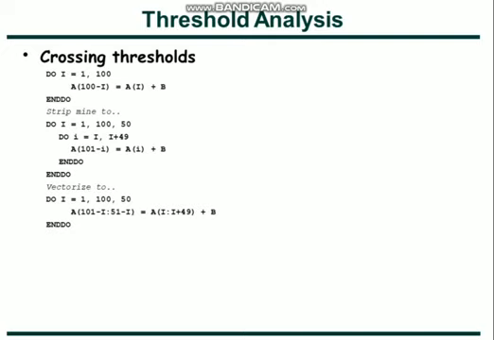The vectorized program is given right below that strip mine program. Here the inner loop is vectorized and the outer loop is as it is. The outer loop cannot be vectorized; it has to be executed in sequence, that is, the first 50 statements are executed, and only after completion of all 50 statements can the next 50 statements be started. So this is all about threshold analysis.